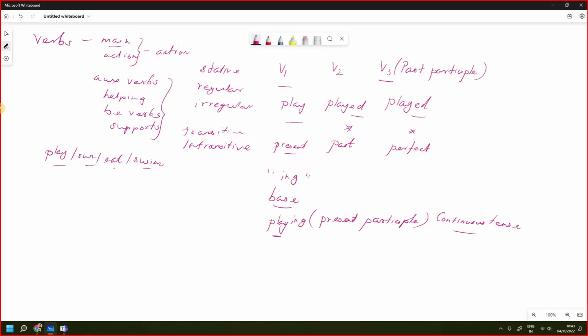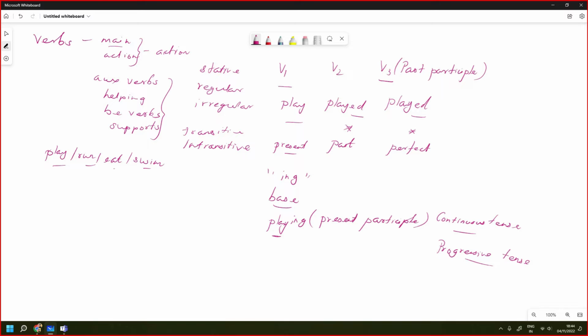Continuous tense has another name. It's called progressive tense. These are the basic things that you have to remember. So I hope it is very clear. Okay, I'll repeat it once again, very fast.